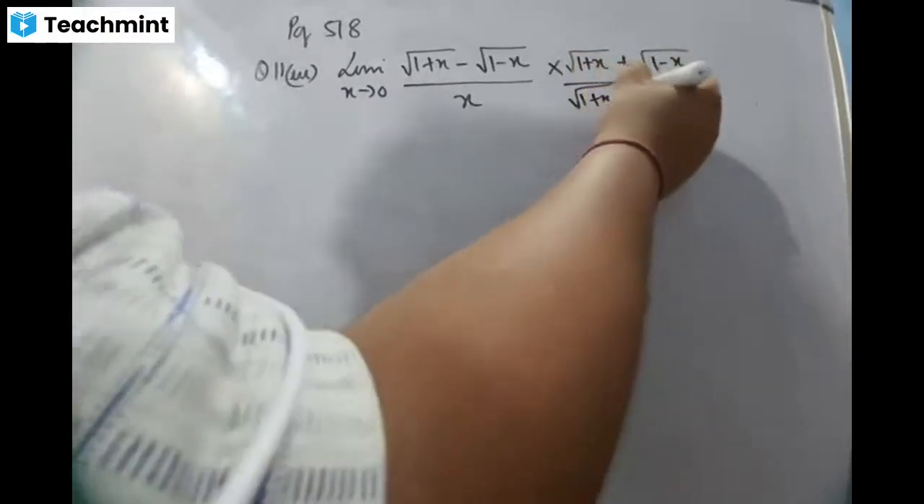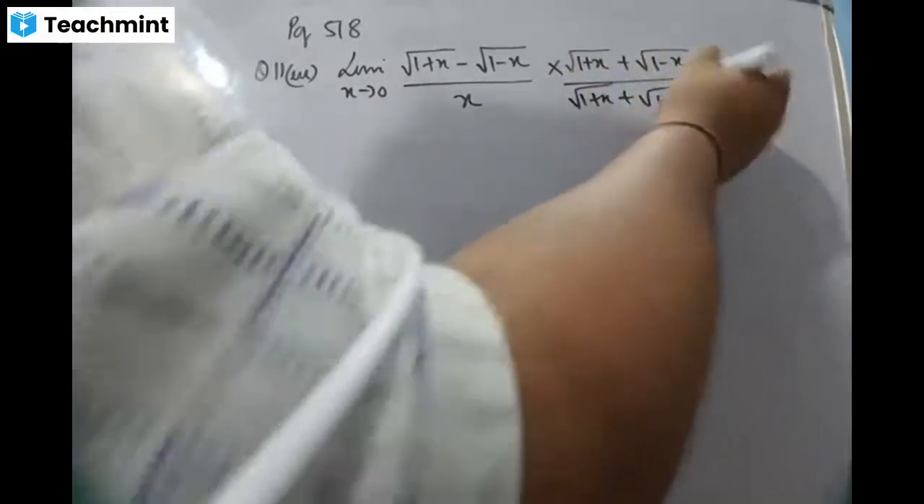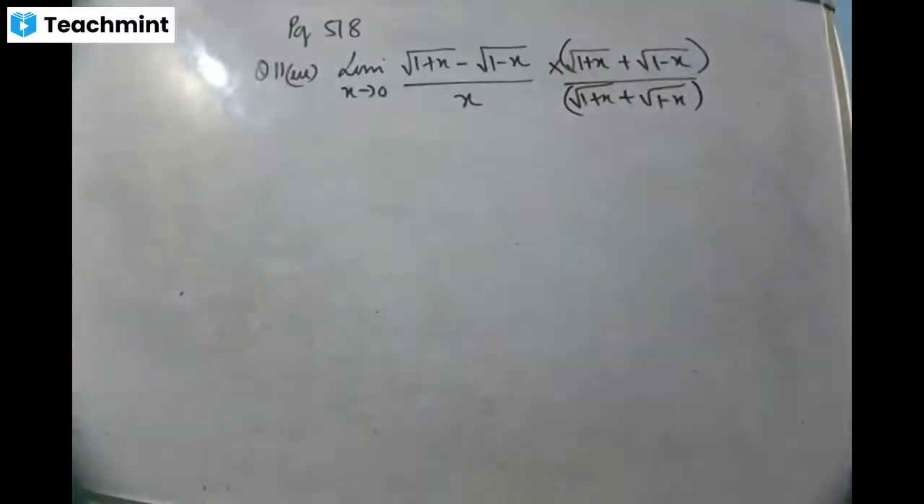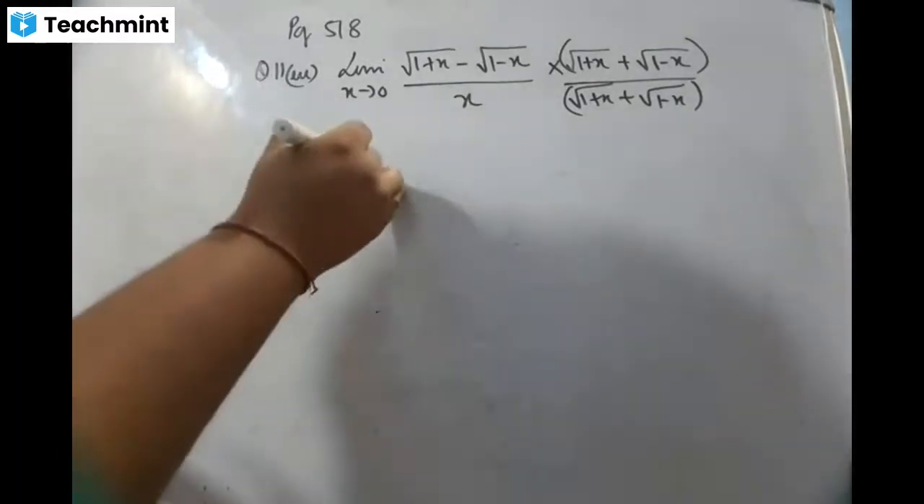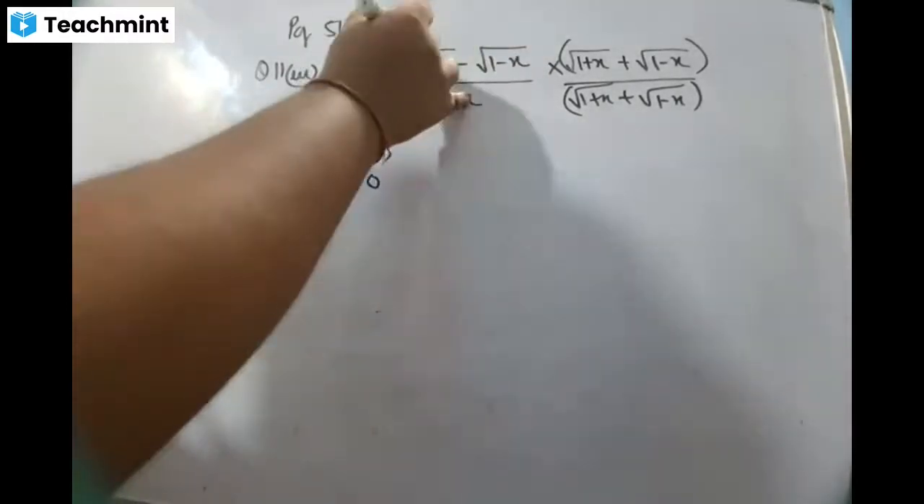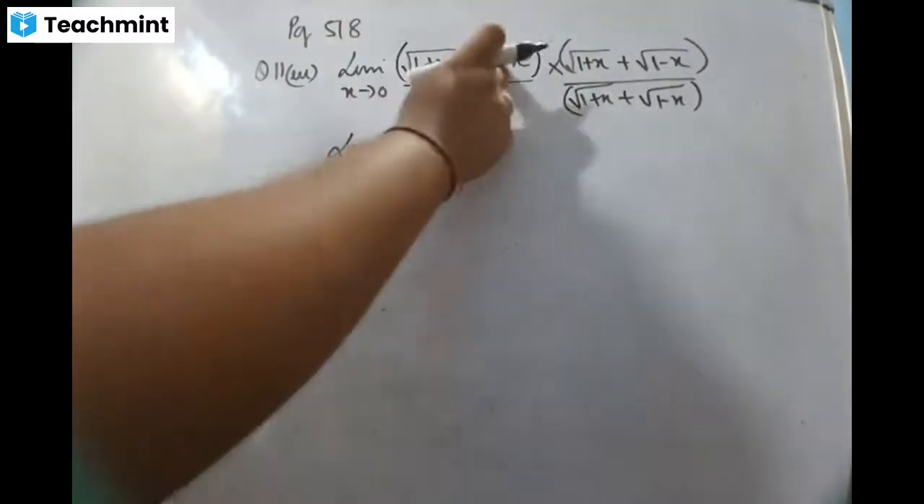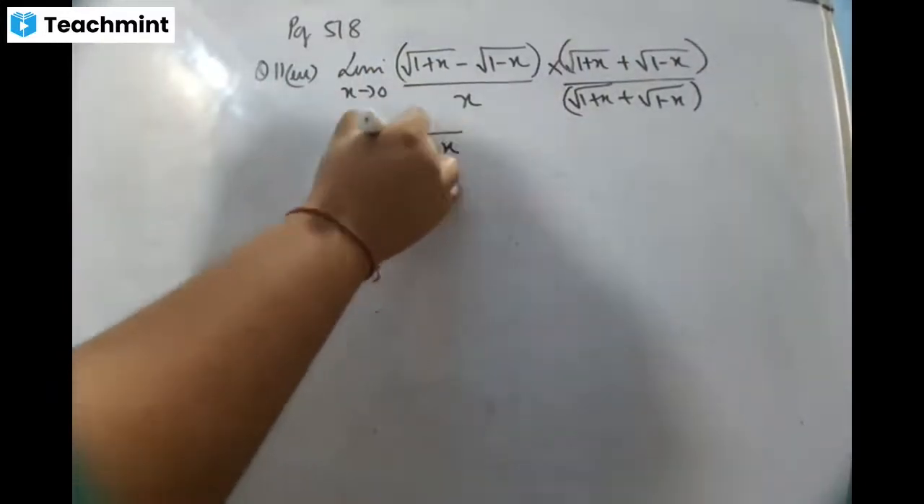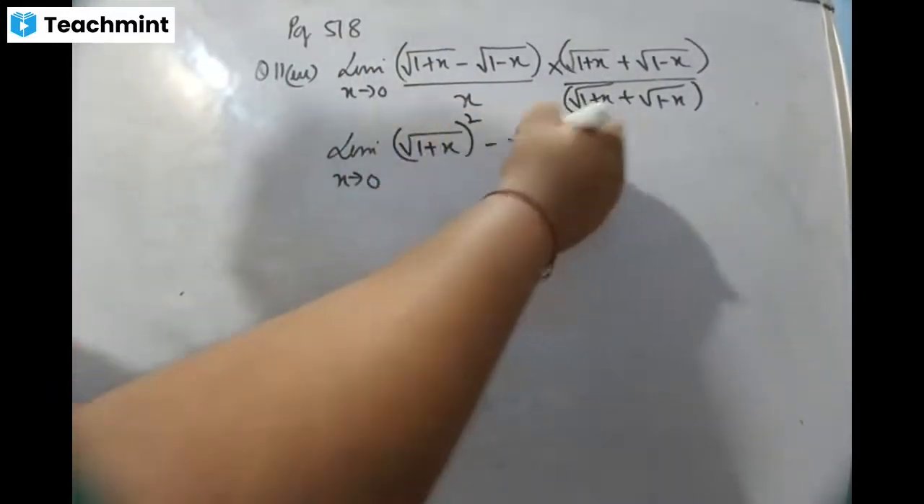So 1 plus x plus root 1 minus x. So I multiply the numerator as well as the denominator with a plus. Is that clear? Now simplify this. Now you don't have to multiply them individually because this is a conjugate pair. Look at this. A minus b, a plus b. The formula is a square minus b square.